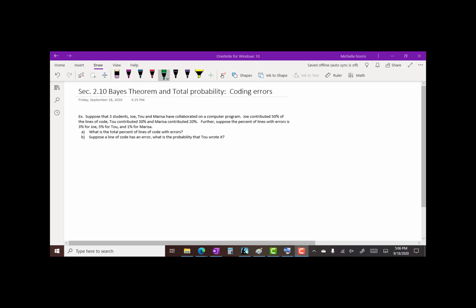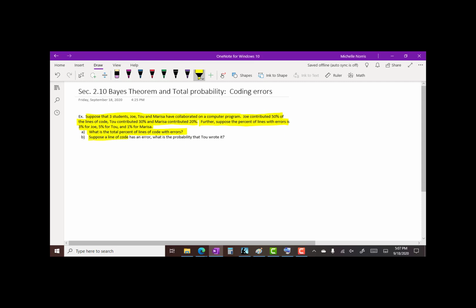So this is an example of applying Bayes' theorem and total probability. I'm going to go ahead and read this problem. Suppose 3 students, Joe, 2, and Marissa, have collaborated on a computer program. Joe contributed 50% of the lines of code, 2 contributed 30%, and Marissa contributed 20%. Further, suppose the percent of lines with errors is 3% for Joe, 5% for 2, and 1% for Marissa. Part A, what is the total percent of lines of code with errors?